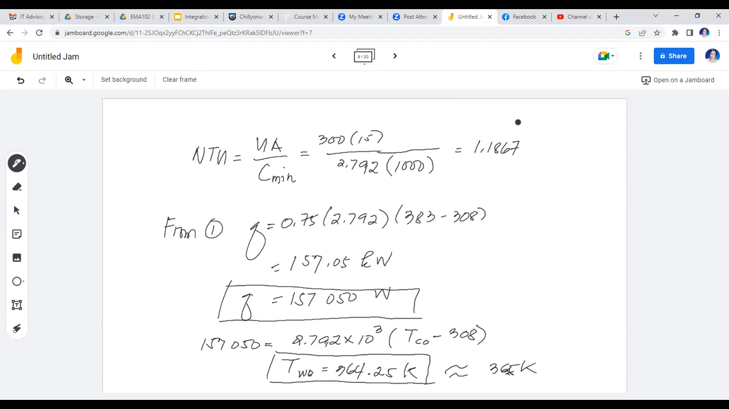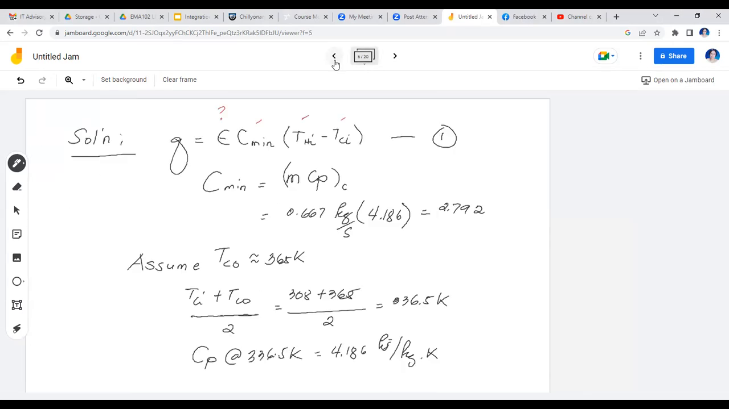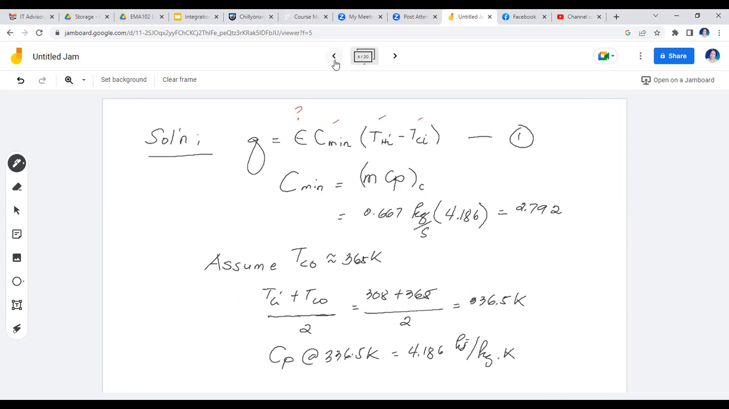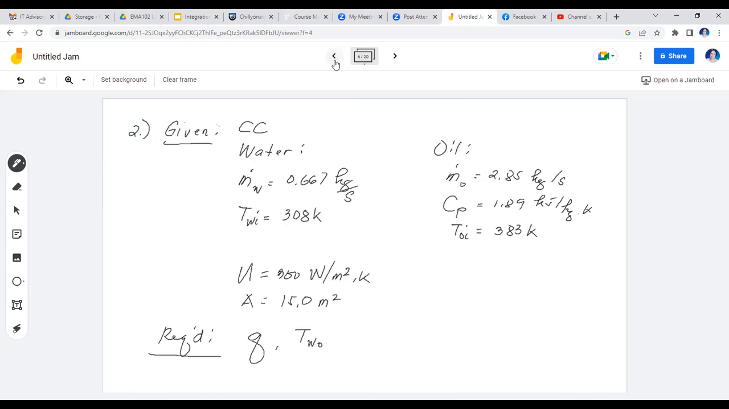Okay. Any questions so far on what we have done here on the second sample problem? So you use the effectiveness method because we don't have the outlet temperatures and we don't have the orientation of the shell and tube heat exchanger. But what we do know is it was specified that we have a countercurrent flow for the heating medium and the fluid to be heated.